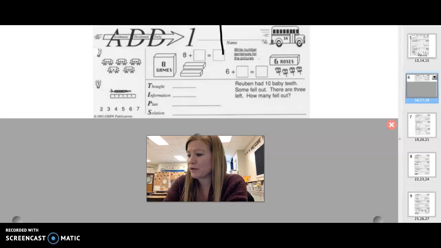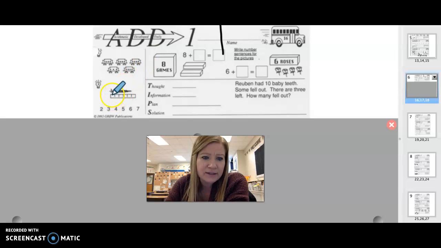All right, today we are doing number 16 for fast math, so make sure you have that ready to go. Number 1 says, circle the one that is different. So which of these cars is different? Circle the one that's different. Number 2, how long is this carrot?